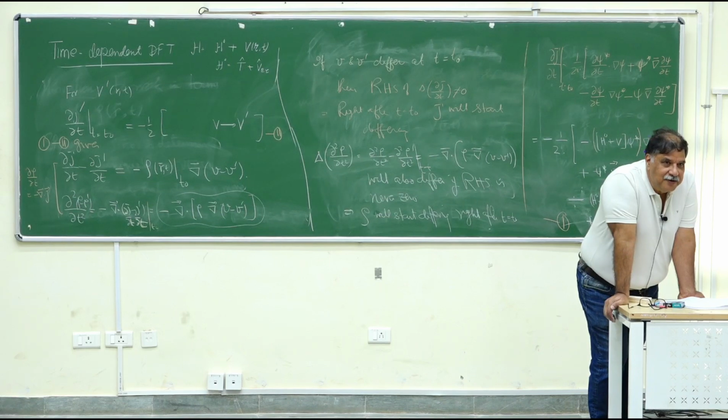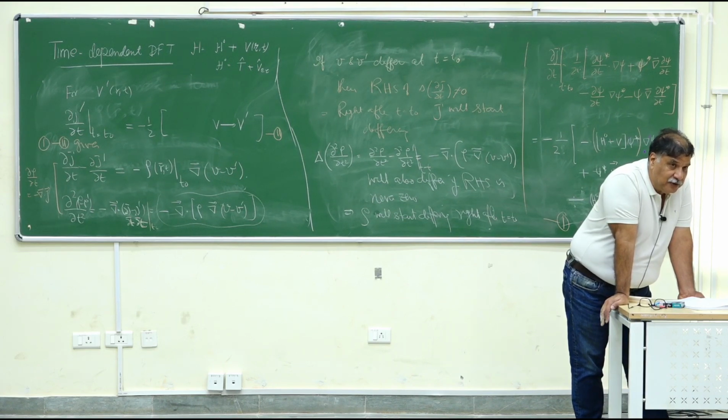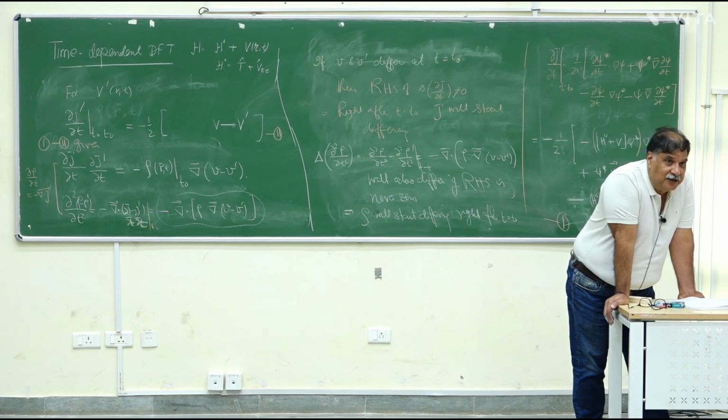So the idea is very different from the Hohenberg-Kohn stationary state, where we showed that if two potentials differ by more than a constant, we always have a different density. Here we are saying that I'm starting with the same initial condition, psi 0. That means initial densities are the same, initial everything, but the derivatives start differing as time evolves. Therefore, there has to be uniqueness.